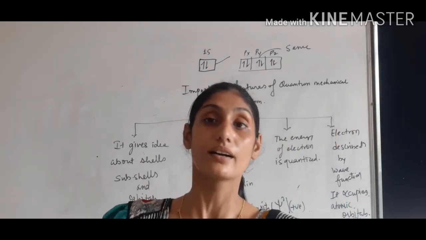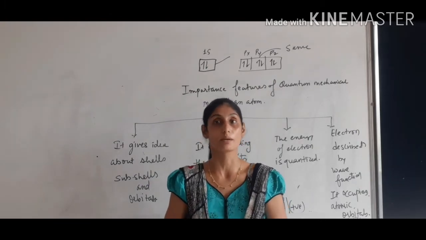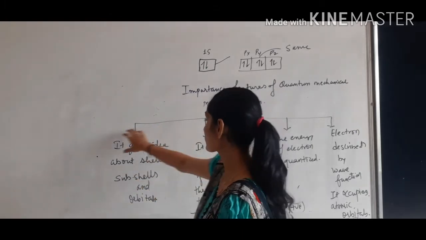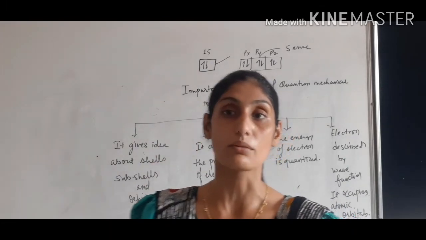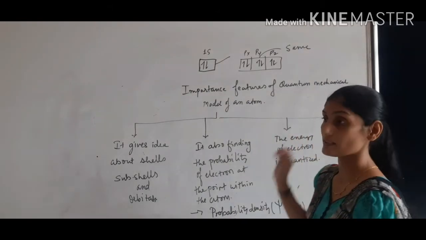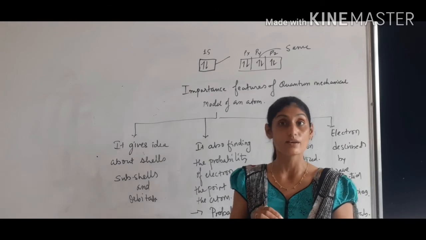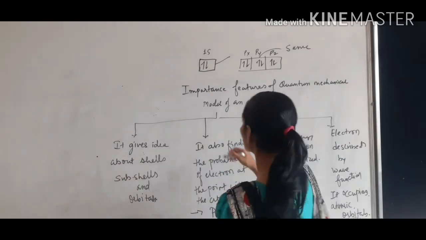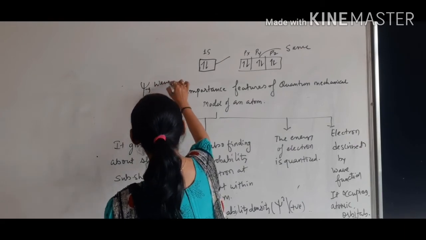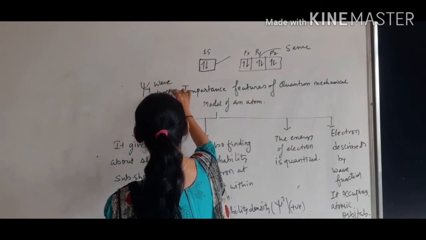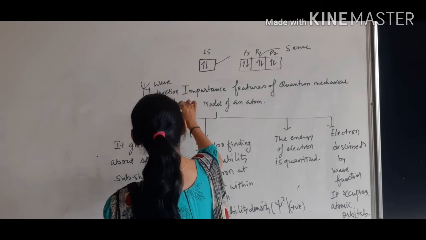So that is what we have learned: the features of the quantum mechanical model. सबसे पहले हमें लिखना है in a very sweet manner that it gives us idea about shells, subshells and orbitals. Secondly, what we have to write is that it tells us about the finding of the electron, the probability of the electron density, which is always denoted by psi square. This is the symbol psi, that is the wave function. ये है wave function. And the square of psi is known as the probability density of finding electrons.